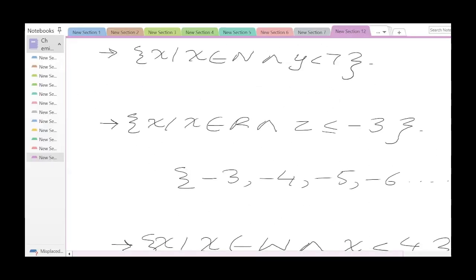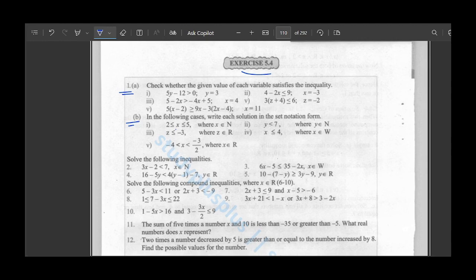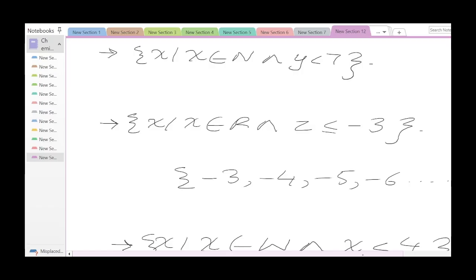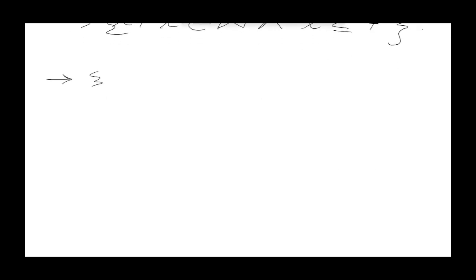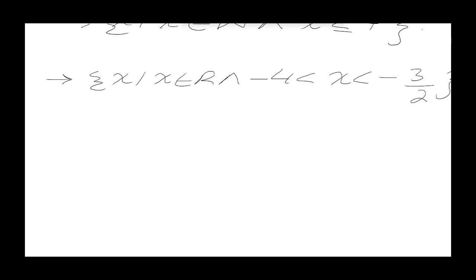Now let's move on to part 5, which is the last part of question number 1. It states that negative 4 is less than x and x is less than negative 3 by 2. Now negative 3 by 2 is negative 1.5, which is a decimal value. So x belongs to the set of real numbers. How can we write this in set notation form? It's pretty simple. You can just write x such that x belongs to the set of real numbers and negative 4 is less than x and x is less than negative 3 by 2. This will be our final answer.